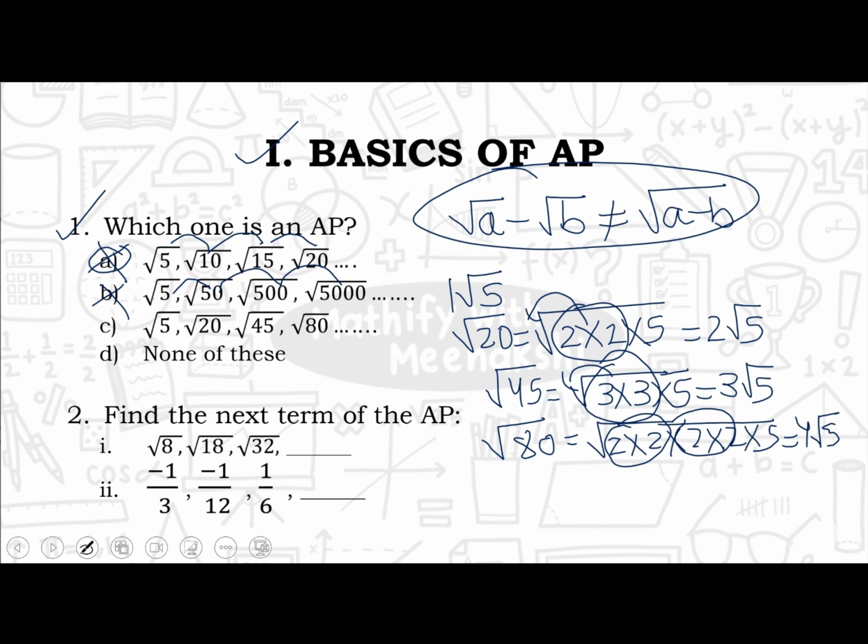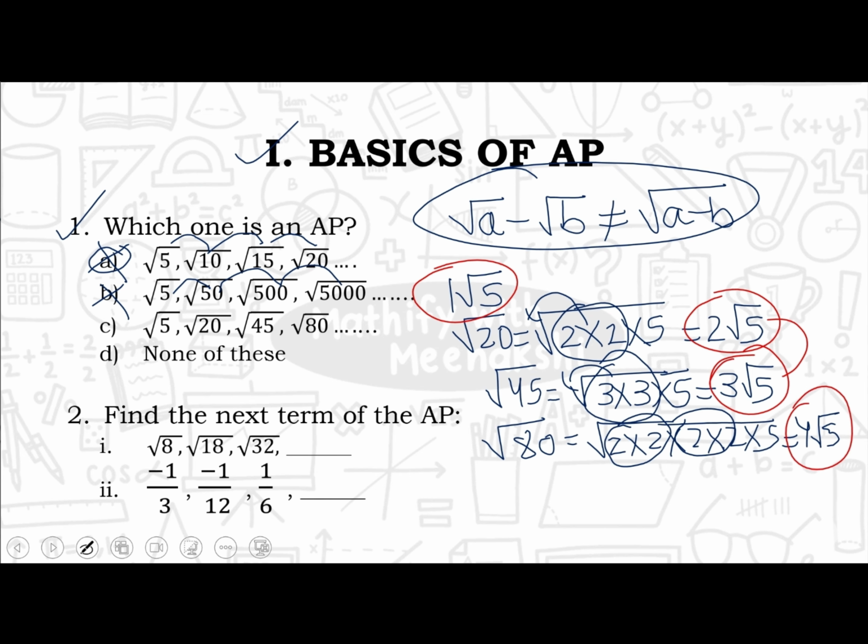Now if you take the difference, just see the difference. 2 root 5 minus 1 root 5. Now they are like terms, like you can say 2x minus x. So it will give you 1 root 5. Now 3 root 5 minus 2 root 5. Again, they are like terms, you take root 5 outside. Now 3 minus 2 is 1. Again 1 root 5. Now these two, 4 root 5 minus 3 root 5. Again, it's root 5. So here it's an AP.